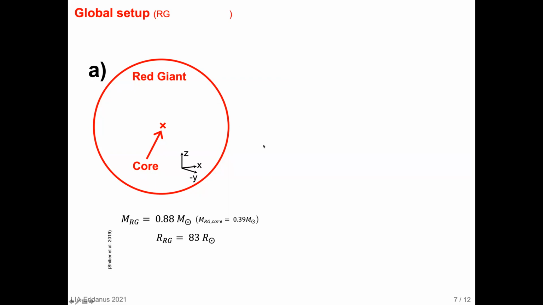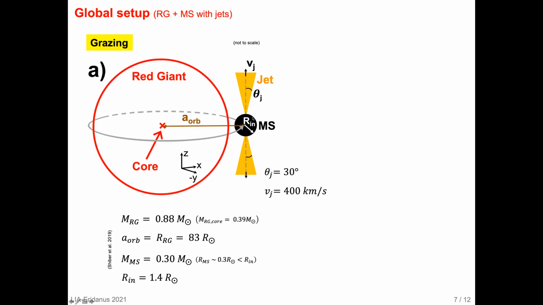And so the numerical setup, I'm going to go sort of fast. If you want, I can focus more on this later. So we have the red giant. It's like 1 solar mass, and it has like 100 solar radii. And in this, we put a main sequence star, which is launching the jet. The main sequence star is a low mass one, 1/3 of a solar mass.